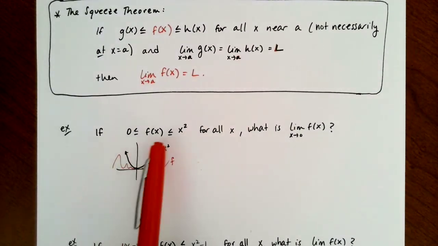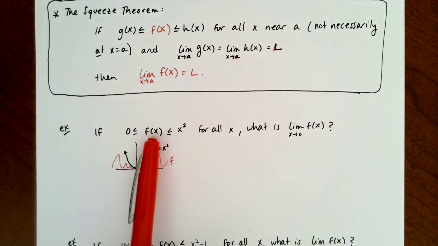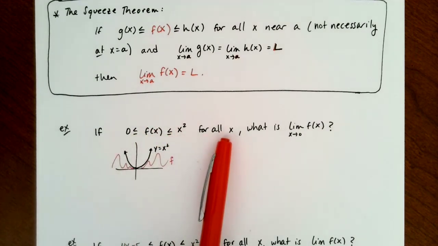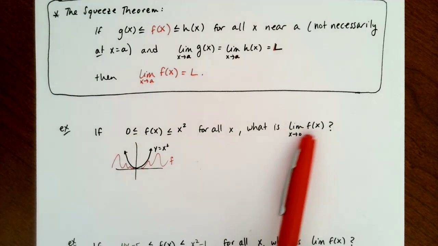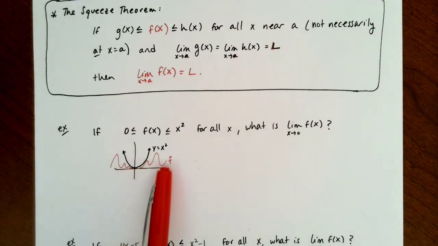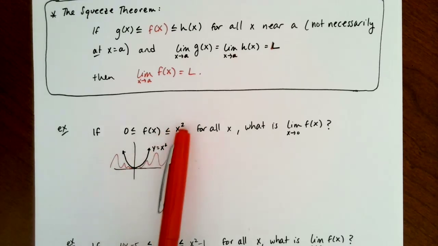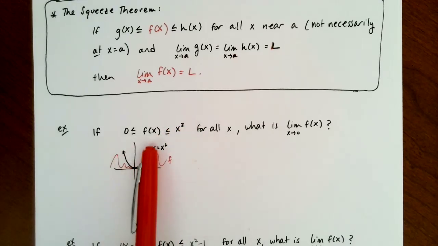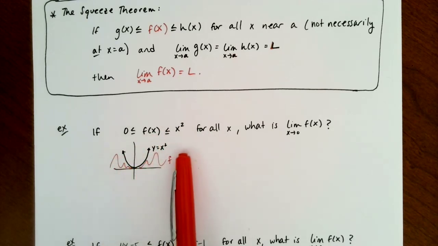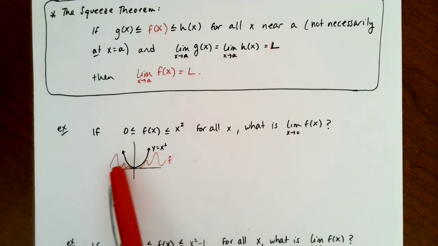The first one says, f of x essentially is a mystery function, we're never going to see its formula, but it's between 0 and x squared for all x. What is the limit of this function as x approaches 0? I have a rough sketch visual of what's happening here. y equals 0 is the x-axis, and then y equals x squared is this parabola. Our function f of x could be doing anything that's trapped between those two graphs, right? So 0 on the bottom, x squared on the top.